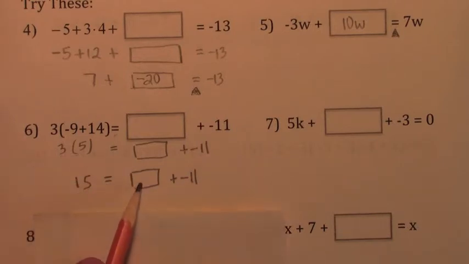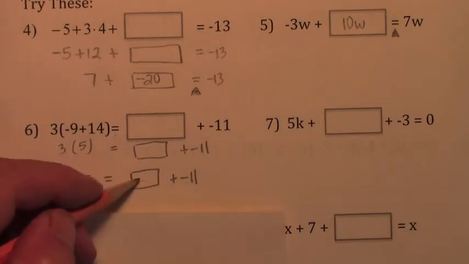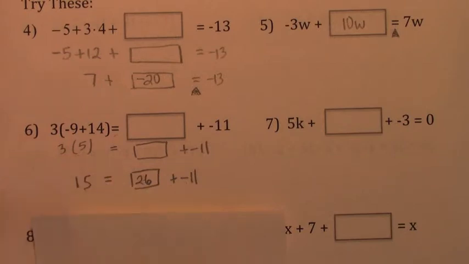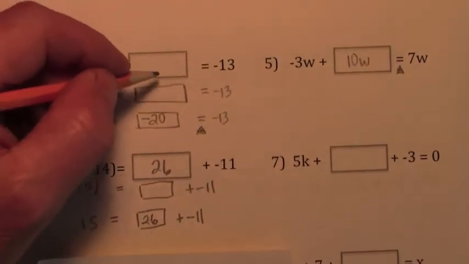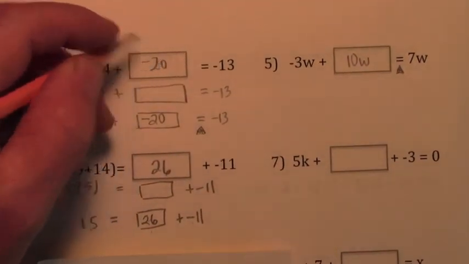So what do you have to put in the box so that if you add negative 11 to it, you get 15? It's going to be 26, right? I think that's right. 26 plus negative 11 is 15? Yeah. So the answer is 26 here. By the way, the answer was negative 20. Make sure you put it in the box.